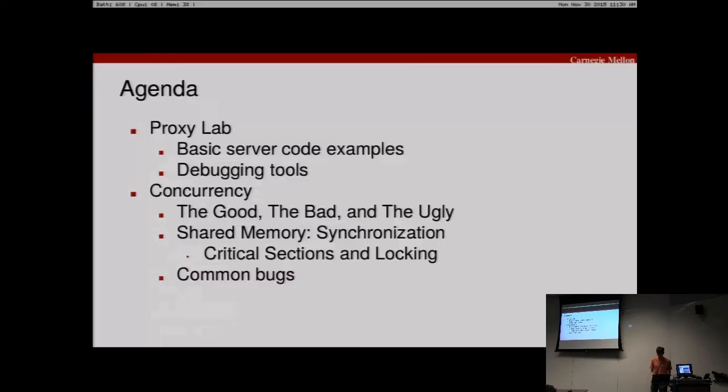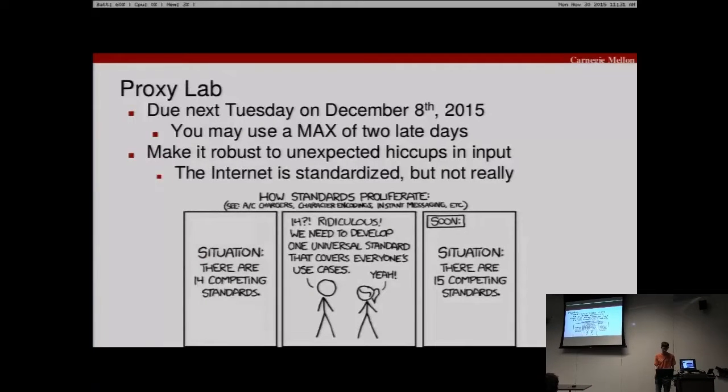If you haven't started yet, that's okay because you were on break, but you should get started soon so that you have time to do it. So we're going to talk about proxy lab, some recap with some of the code samples that we've given you and what to look out for in those that are relevant to your proxy lab, some debugging tools that'll help you, and then we'll talk about concurrency with respect to threading. We've already talked about concurrency with processes, so now we're just extending that discussion.